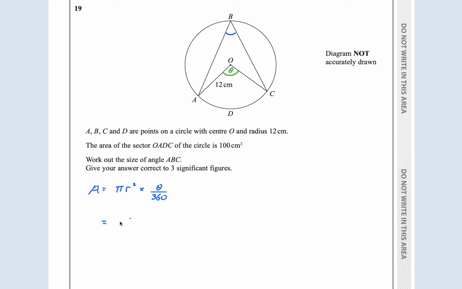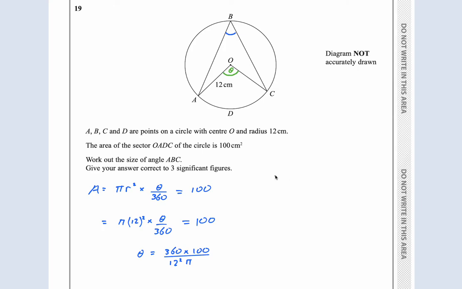So I have pi, and r is 12, so it's pi times 12 squared. The theta I don't have, it's out of 360. And I know that this area equals 100 because it says it here. The area is 100. So then to find theta, I just multiply by 360. So it's 360 times 100, and I divide by 12 squared pi.